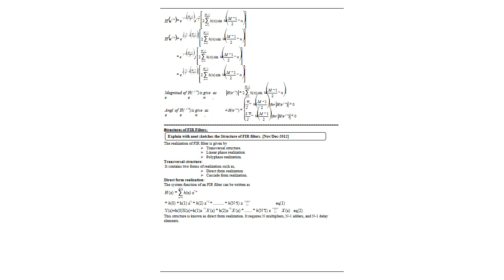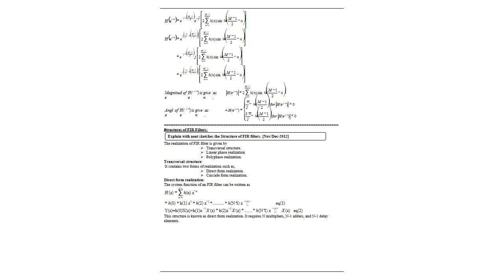The realization of the FIR filters is given by transversal structure, linear phase realization, and polyphase realization. Transversal realization is of two types: one is direct form realization and the other is cascade form realization. First we are going to see the direct form realization.